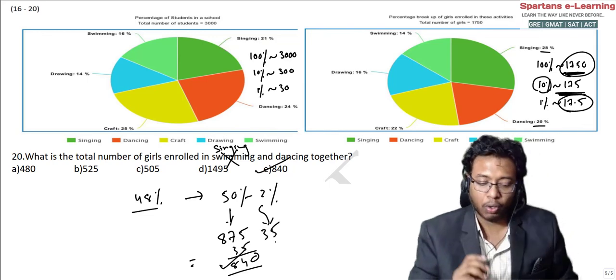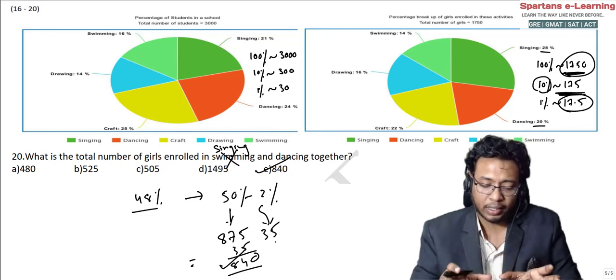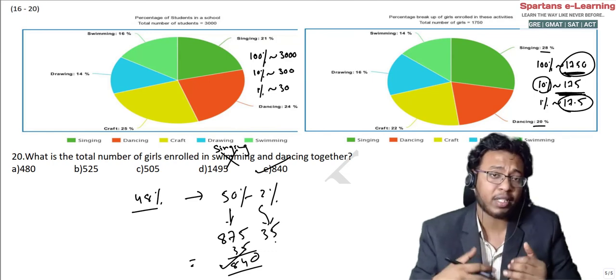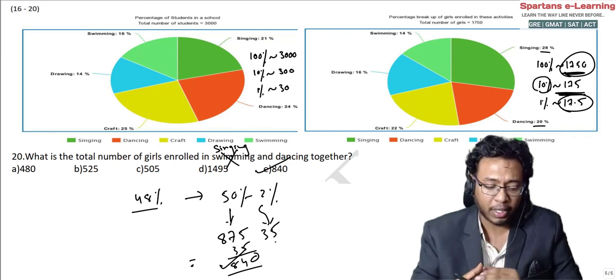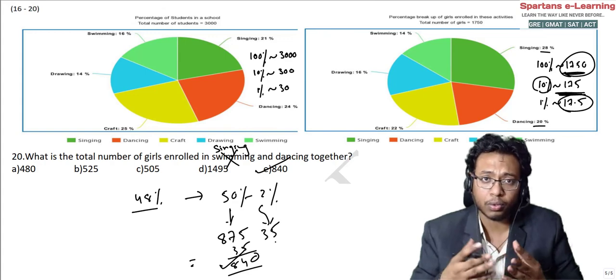That's it. I hope you understood this. This is just one part of data interpretation. There will be many such techniques. As and when I make data interpretation questions, I will be explaining those logics as well.